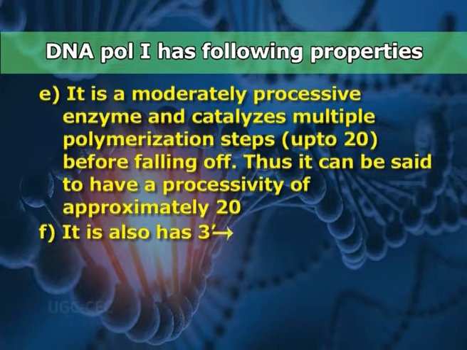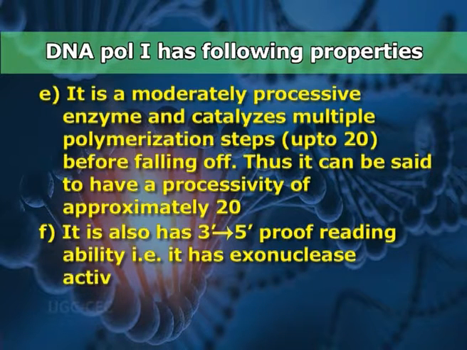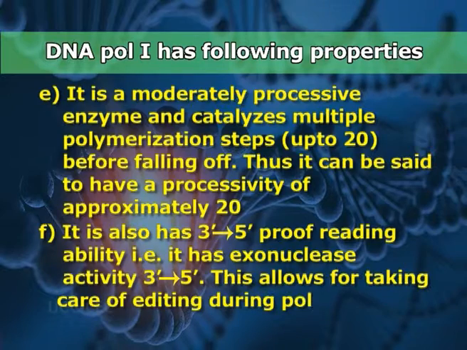It also has 3' to 5' proofreading ability, that is, it has exonuclease activity 3' to 5'. This allows for taking care of editing during polymerization. In general, however, one may note that this enzyme removes mismatched bases at the primer terminus before proceeding with polymerization. In effect, what all this means is that fidelity in the copying process is safeguarded.